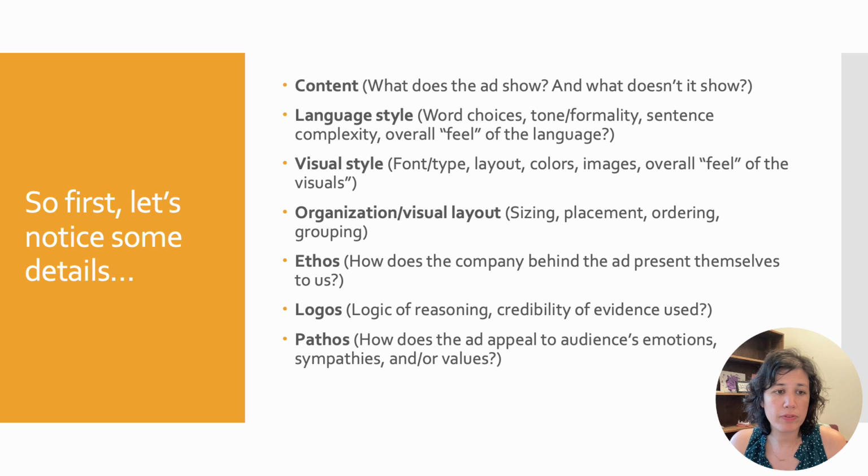And then we have these ideas from Aristotle, ethos, logos, and pathos. Ethos being how someone presents themselves. So what is it that we're supposed to know about the composer? Logos, so that means, what kind of reasoning or logic is present. And pathos is about what kinds of emotions the text is trying to get its audience to feel. What sympathies does it try to play into, or values of the audience?